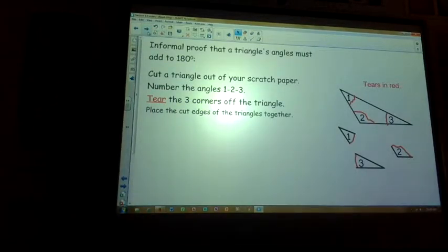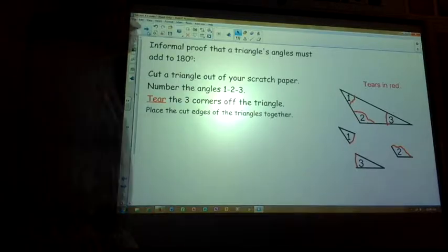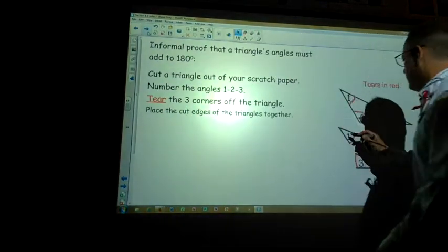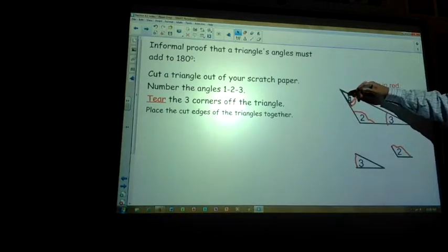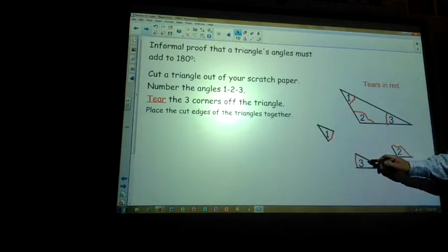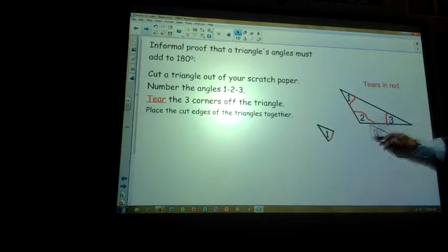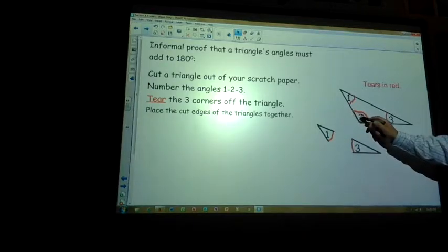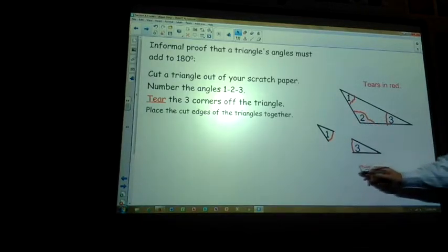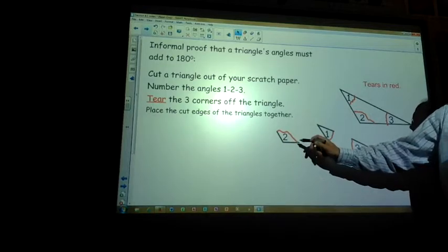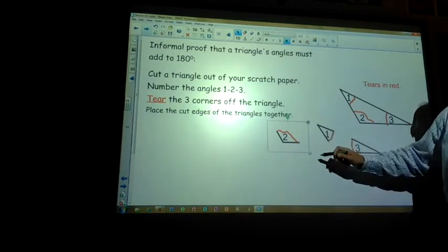Informal proof that a triangle's angles must add up to 180. Okay. Let's see if we can do this. So this angle here, ready? See, it goes right there. And this angle goes here. See? Does that work? And this angle goes here. Still with me? So if I were to take these 3 angles, let's see, how can I do this? Can I rotate?